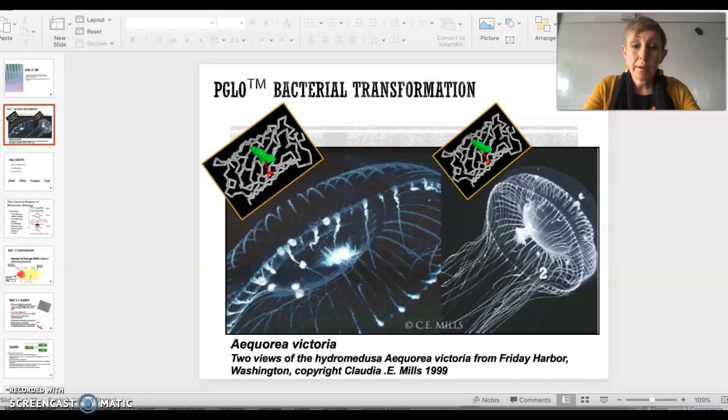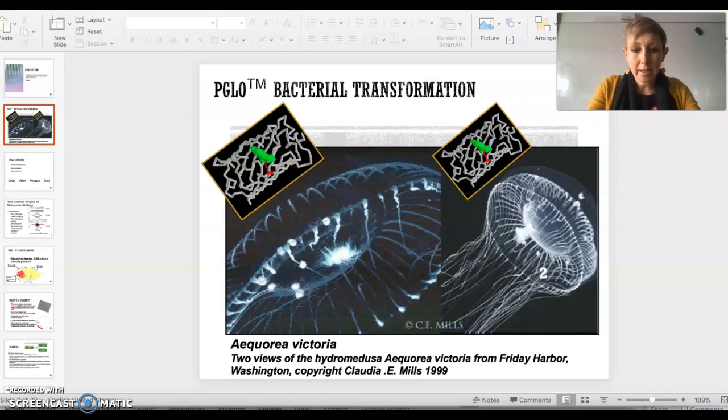So they've used a gene from a jellyfish that will fluoresce under ultraviolet light, and they've taken that gene, which we call GFP for green fluorescent protein, and added that gene into a plasmid that can be incorporated into bacteria, and we'll be using a non-pathogenic E.